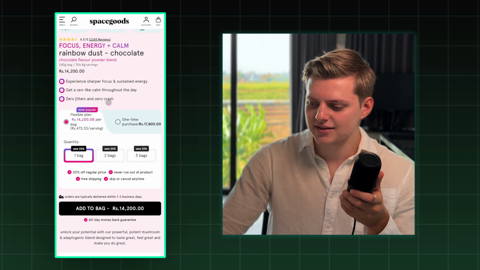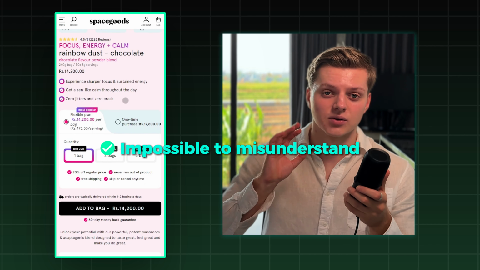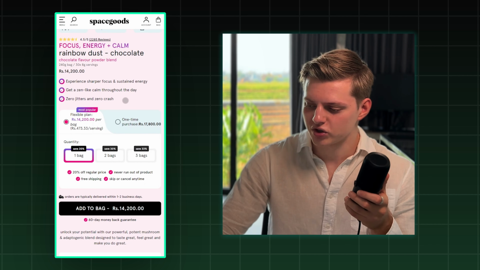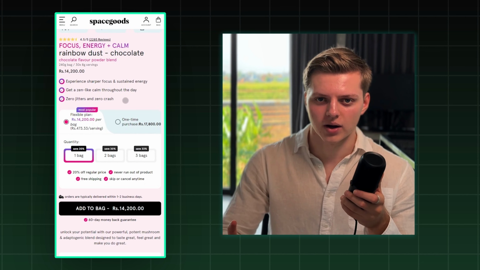0 jitters and 0 crash. It's not possible to misunderstand. 0 means 0. So this means no jitters and no crash. So very concise and very clear copywriting.